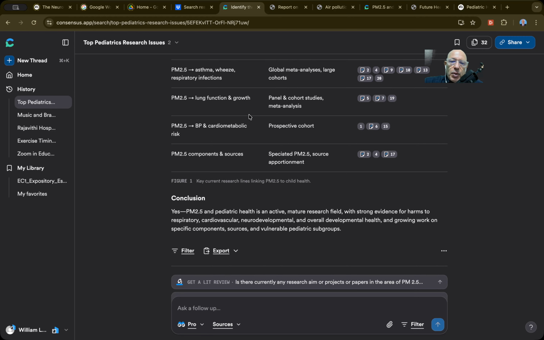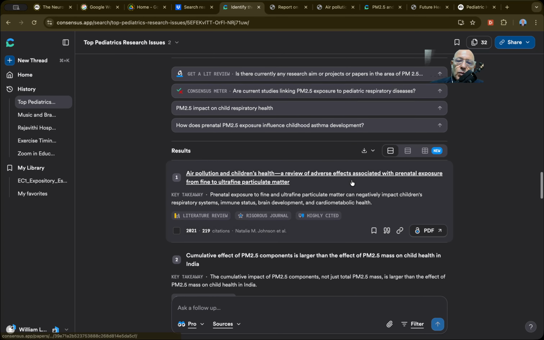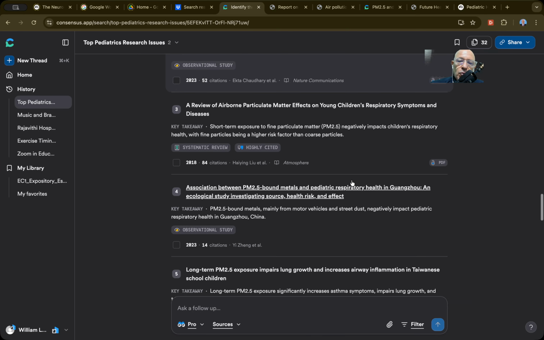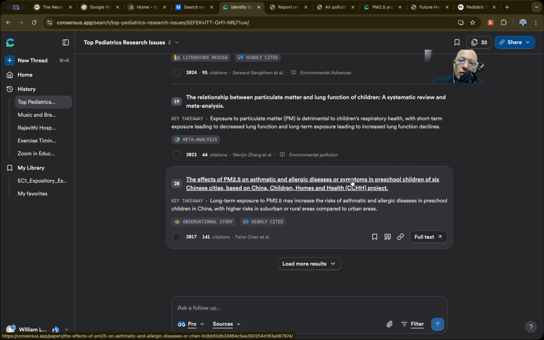Conclusion. Yeah, PM 2.5 and pediatric health. Active, mature research field, strong evidence for harm in a lot of different ways for pediatrics, as far as pediatric health, respiratory, cardiovascular, neurodevelopmental, overall developmental health, and a growing work on specific components, sources, vulnerable pediatric subgroups. And it continues to find more and more. There's like an unlimited amount of journals here.